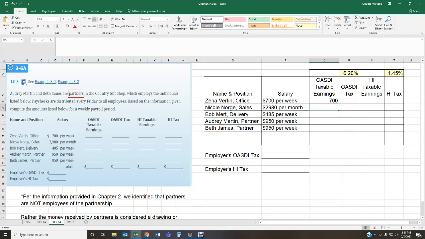Okay, so I've got $700, $29.80, $485. Okay, now this is where it gets tricky.